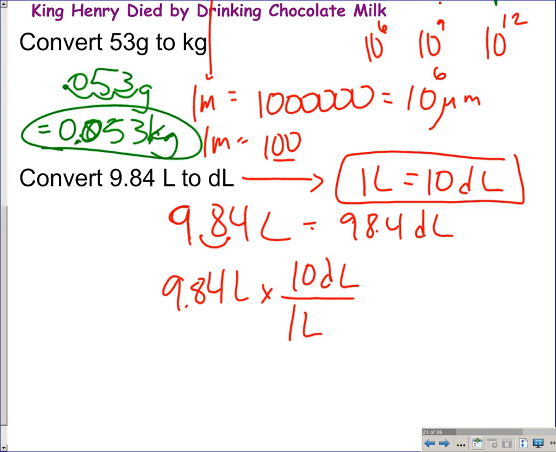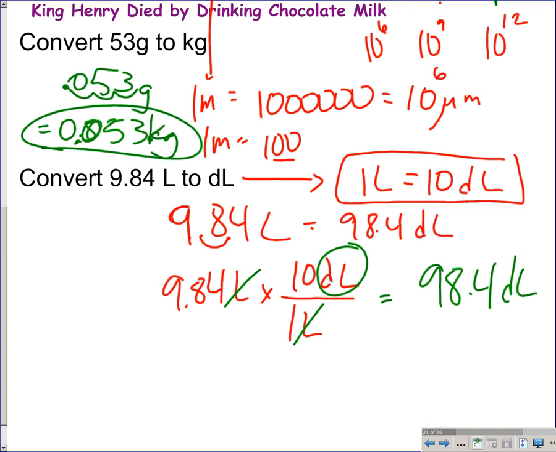So if I put liters on the bottom, anything on the top of a fraction and the bottom of a fraction, same units, what do they do? Cancel. Cancel, right? So we got liters gone, great. All you're doing is 9.84 times 10. What is that? 98.4, and the unit that's left over is deciliters. You understand this? Awesome. This is called dimensional analysis.